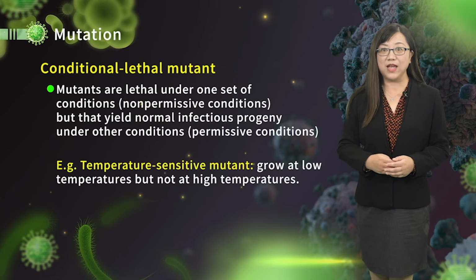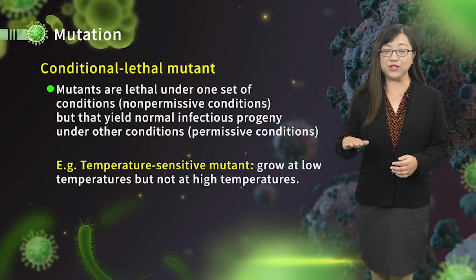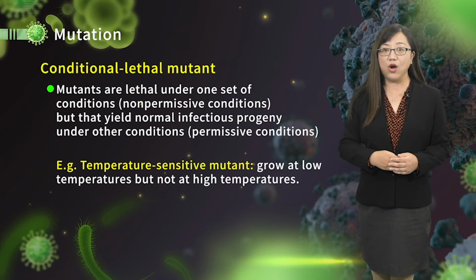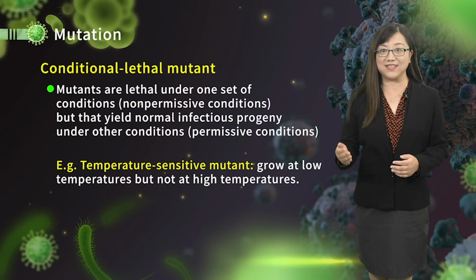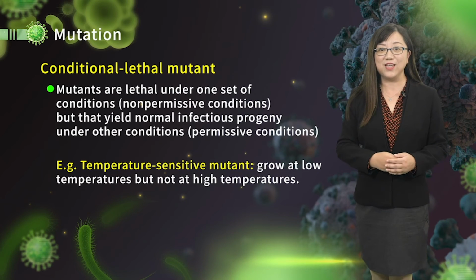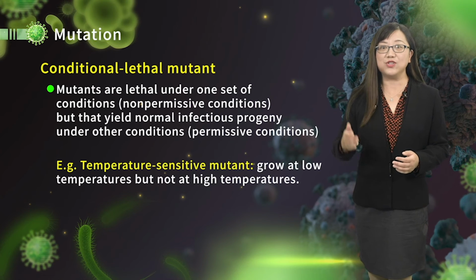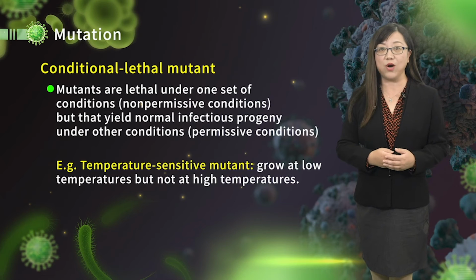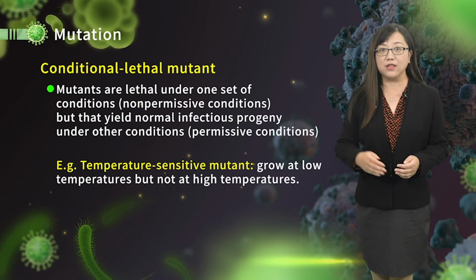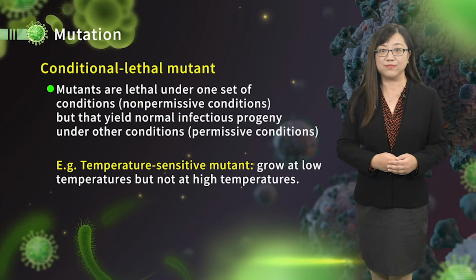For example, temperature-sensitive mutant. This mutant can grow at low temperatures, but not at high temperatures. Oral poliomyelitis vaccine is a temperature-sensitive mutant. So when children take the vaccine, make sure it is not taken with hot water, because the high temperature may inactivate the vaccine.